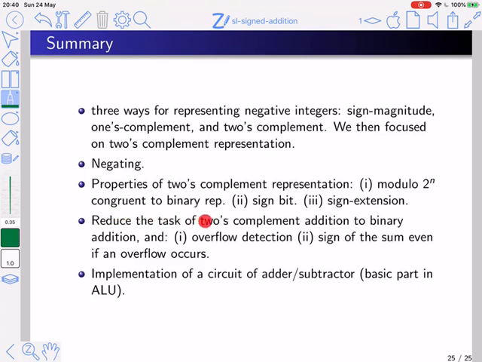We reduce a task of 2's complement addition to binary addition, and discussed how we could detect overflow and how we can determine the sign of the sum even if an overflow occurs. And finally, we presented an implementation of a circuit that performs both addition and subtraction in 2's complement representation. This is a basic part in arithmetic logic units which form a basic part of microprocessors.